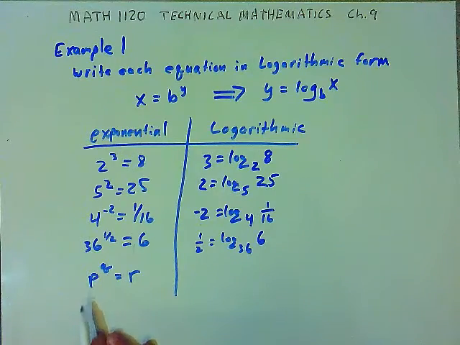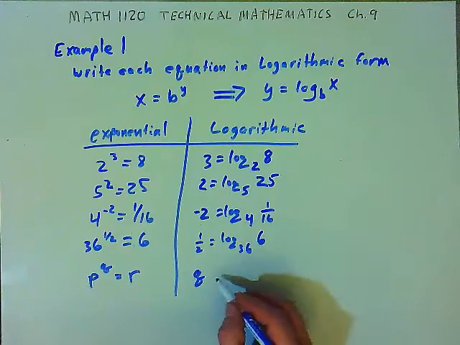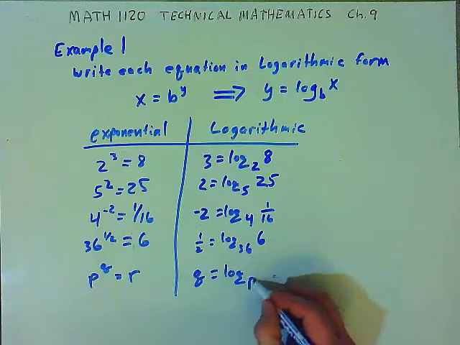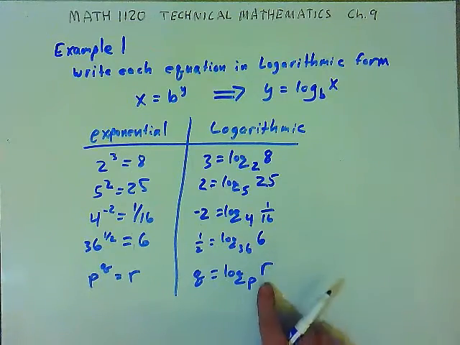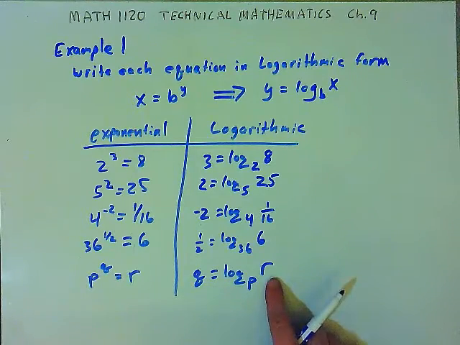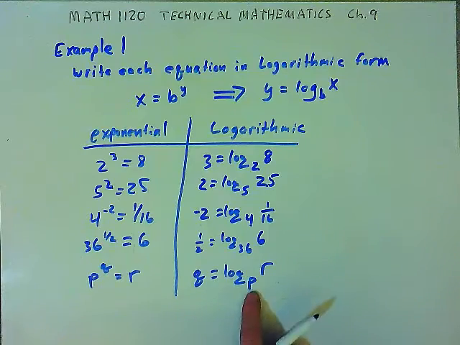We can do the same thing here. We'll say that q, which is the exponent, is equal to log of the base, which is p, of r, which is the power, right, the answer. And so p to what power is equal to r? P to the q power is equal to r. So the answer is q, because p to the q power is equal to r.